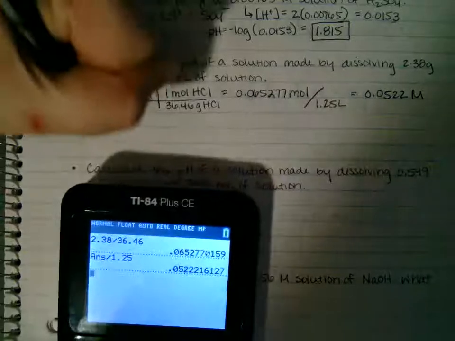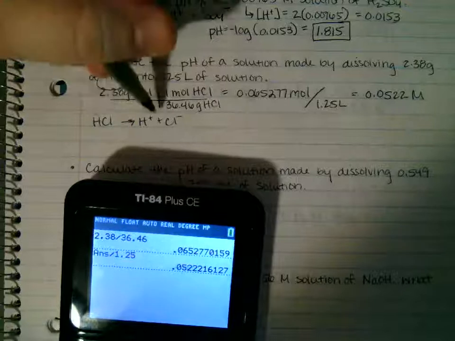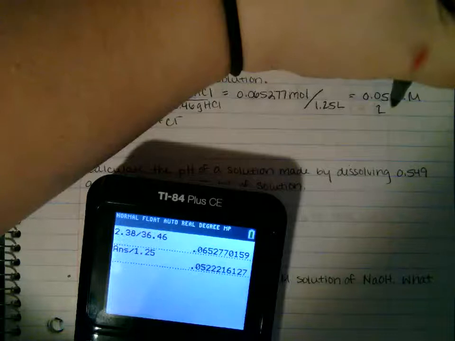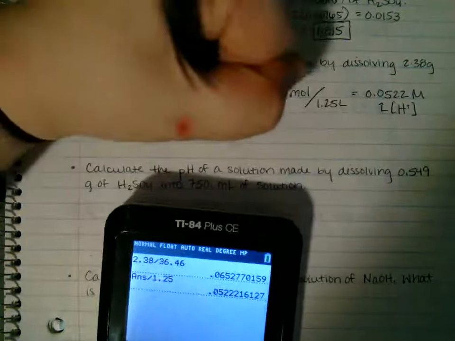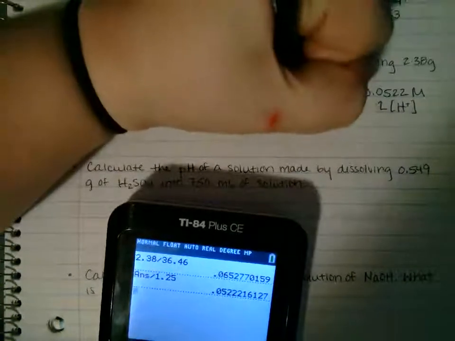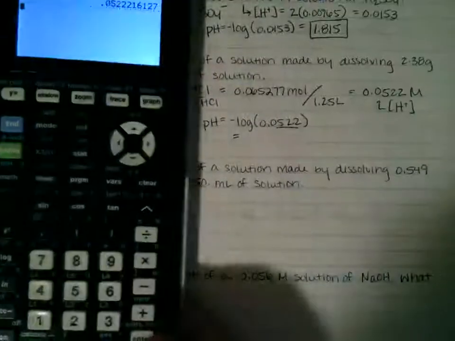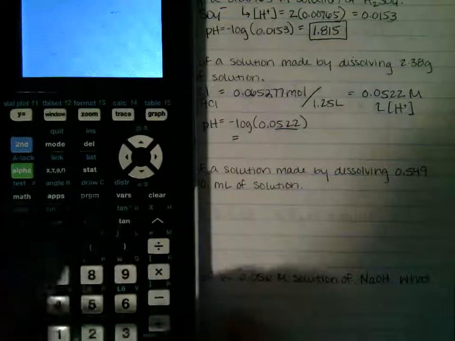But of course, it's a 1-to-1 ratio between HCl and hydrogen ions. So that's also going to equal our hydrogen ion concentration. This is a strong acid, so the pH is equal to the negative logarithm of that concentration. 3 sig figs, so we're going to need 3 digits past the decimal. 1.282.